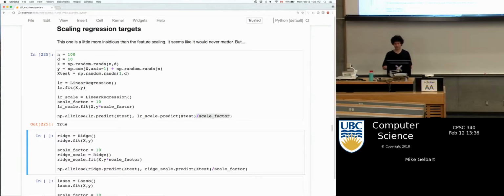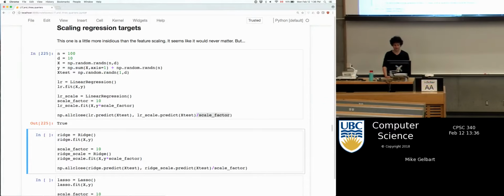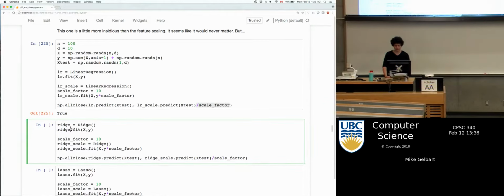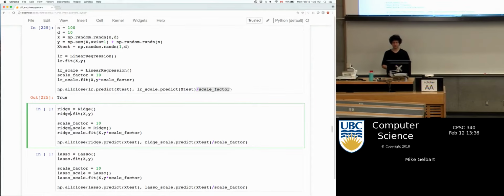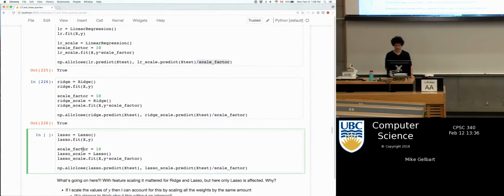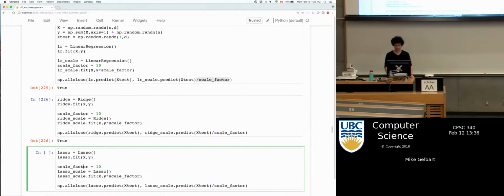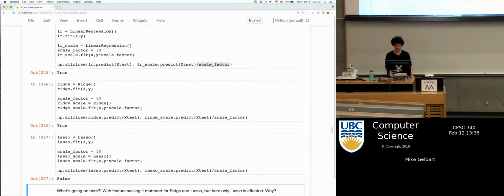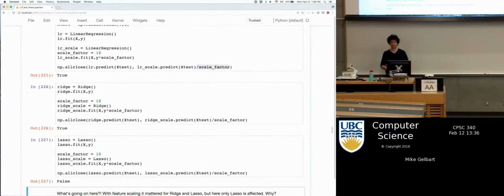Everything's linear. Okay, and it makes sense. I don't expect you to be too shocked by this outcome. And I can do the same thing for ridge regression. So it's the exact same code except with ridge. And it's still fine. And then I do the same thing with lasso. And suddenly, it's not fine.